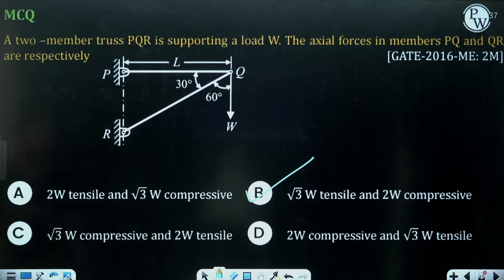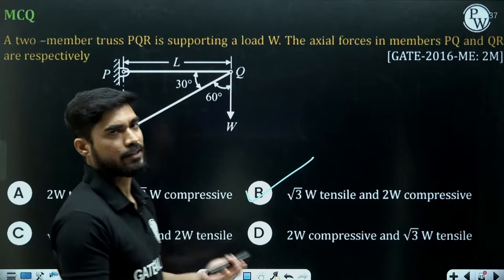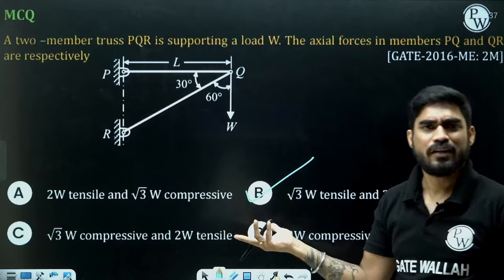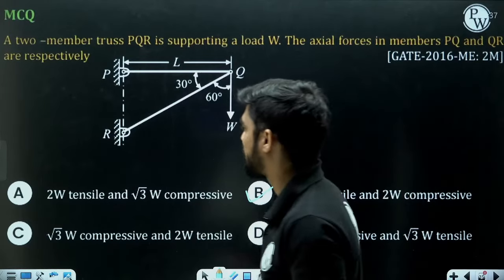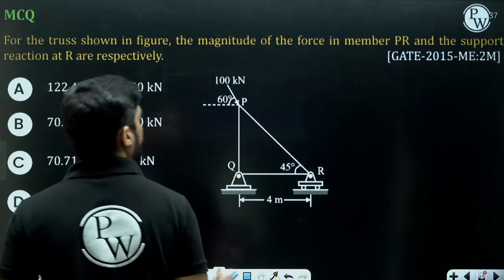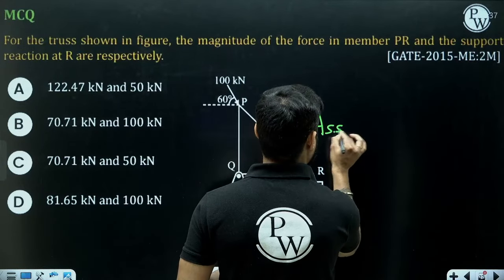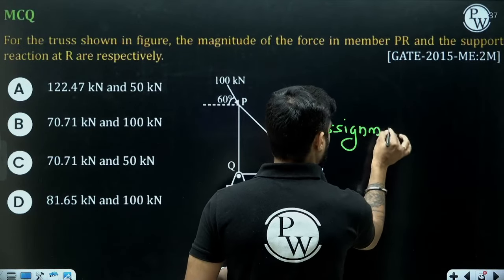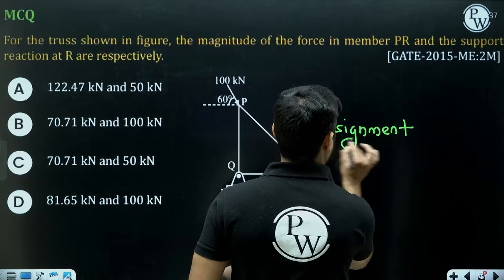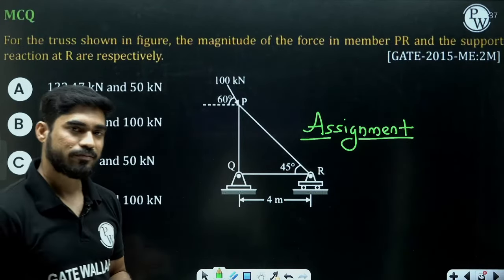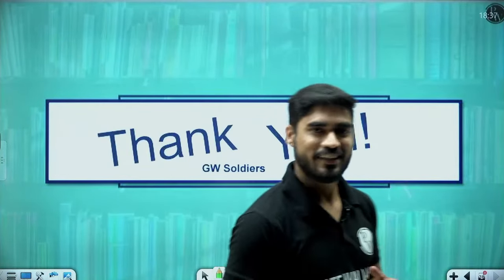And when you get this simple type of question, basic question, you will easily apply method of joints. You can understand, okay, this problem can be solved easily by method of joints. Here we don't need method of sections, okay. Now the next problem, this problem is your assignment. Okay, so solve this assignment and we will see the answer to this question in the next class.